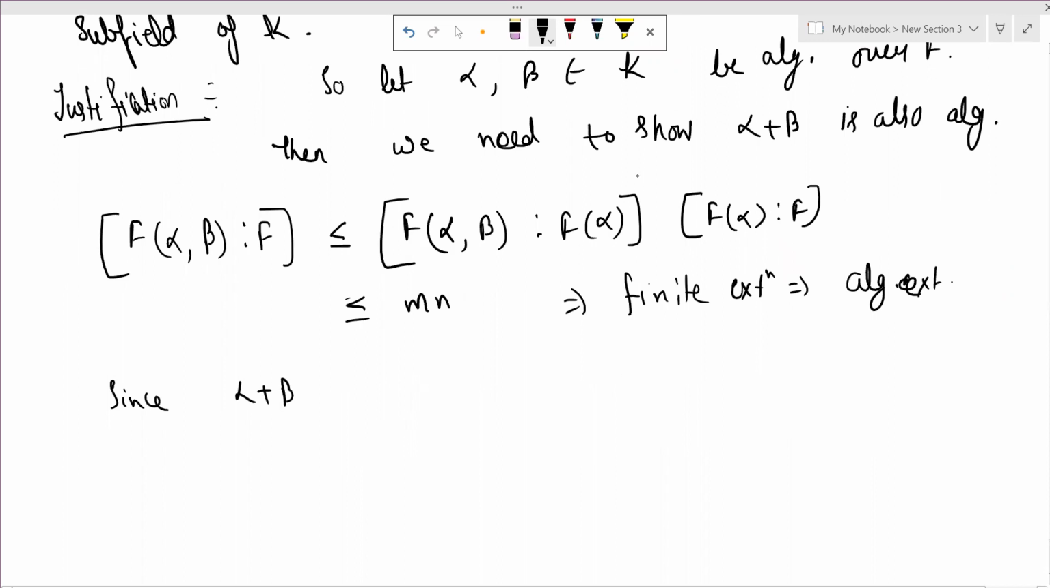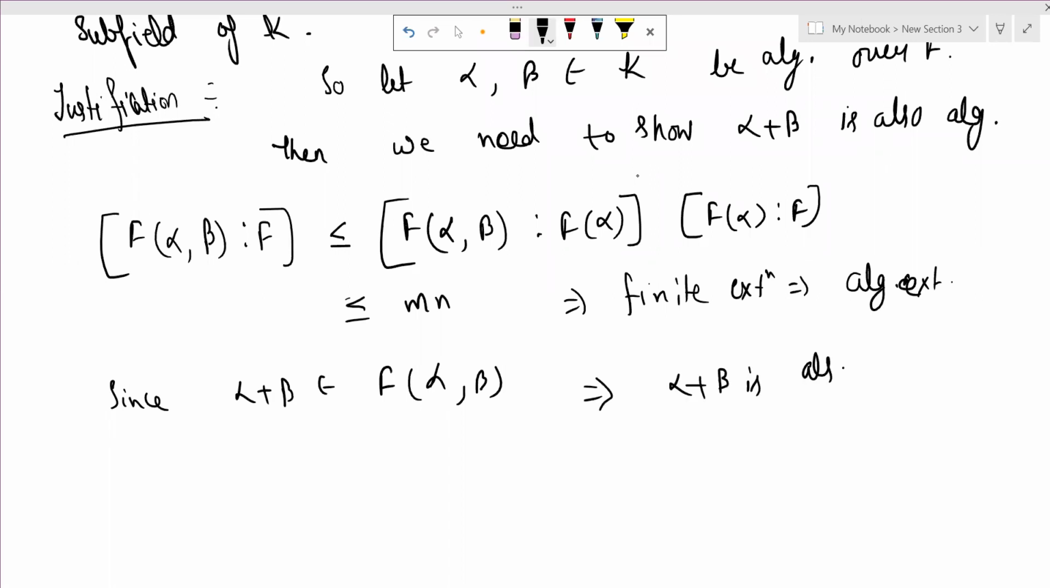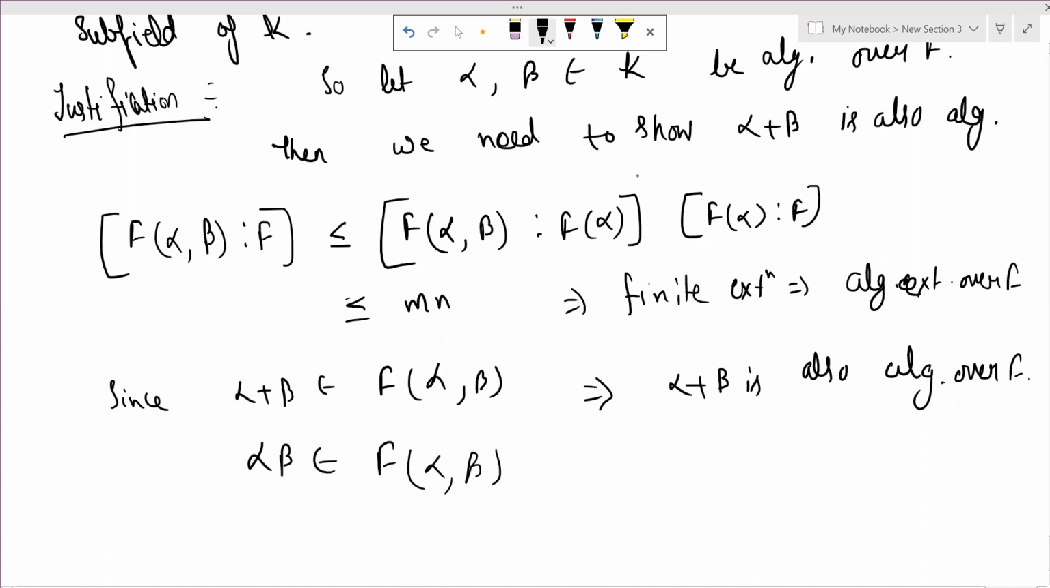Since alpha plus beta belongs to F(alpha, beta), this implies alpha plus beta is also algebraic over F. Now what about alpha beta? Does alpha beta belong to this field F(alpha, beta)? Let me write. Is this true or not? Jennifer, is this true or not?